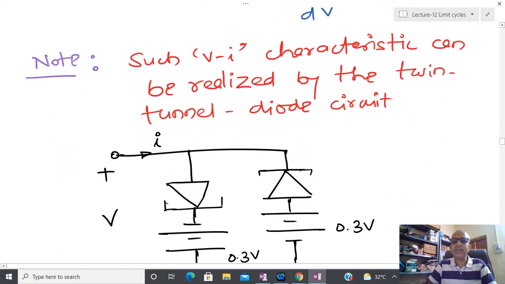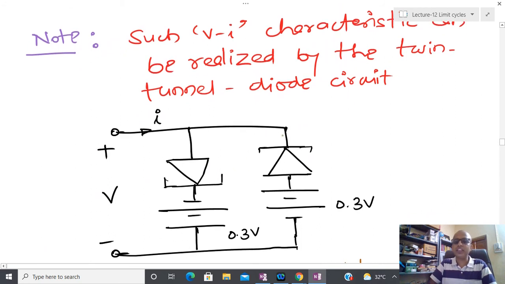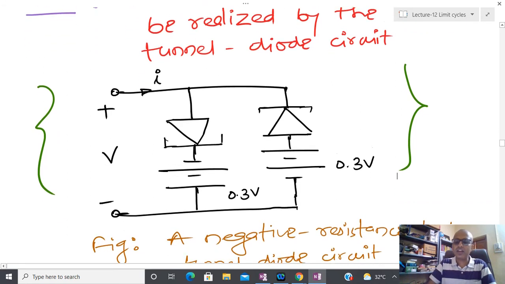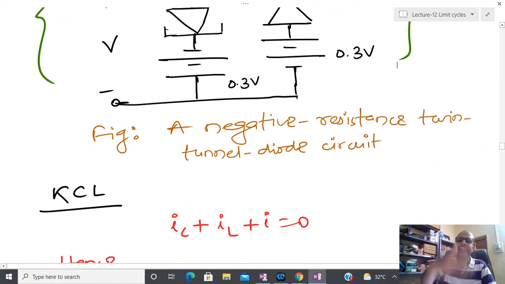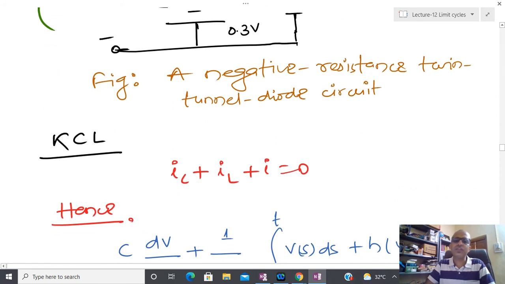Now you can see that the VI characteristic can be realized using this kind of twin tunnel diode. Again, I am not going into how this kind of characteristic comes into picture, but just for your information, you can connect the tunnel diode circuit like this. It is possible to show that a similar kind of characteristic comes into picture. Okay, so those who are working on construction of oscillators are basically using this kind of circuit. So this is just for the intuition.